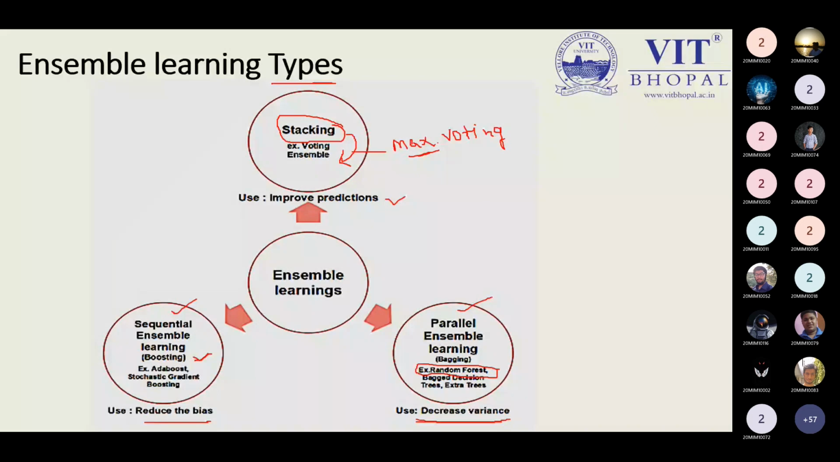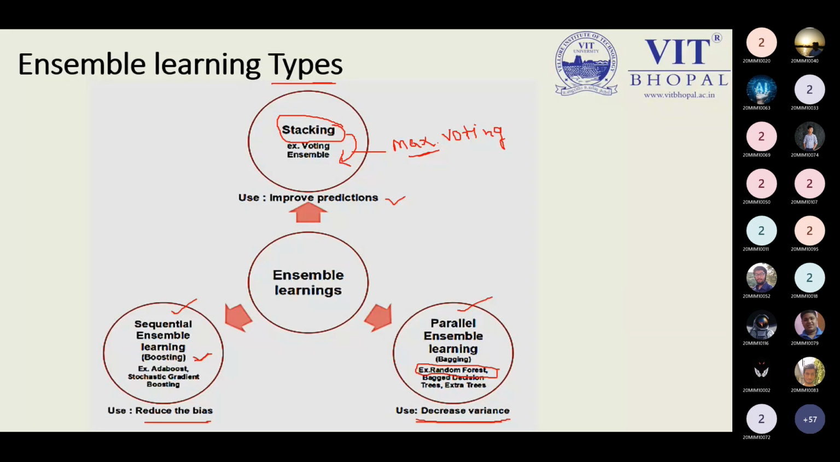Now, these are the basic terms we have to keep in mind. We have three different methods. One is stacking, voting ensemble, which is the example of the algorithm applicable in stacking, where you have to use maximum voting. So you have to identify which kind of ensemble learning type I have to use, but the purpose needs to be clear.